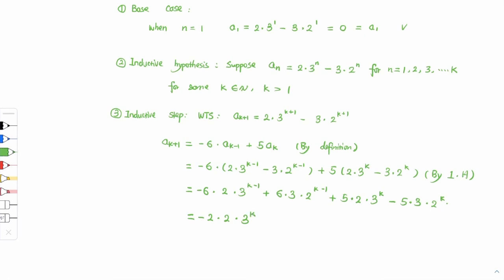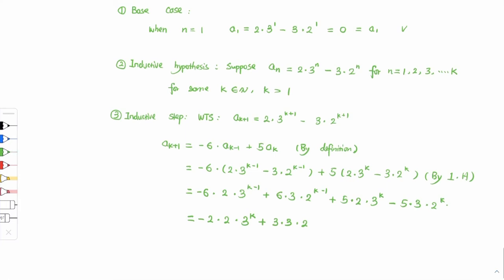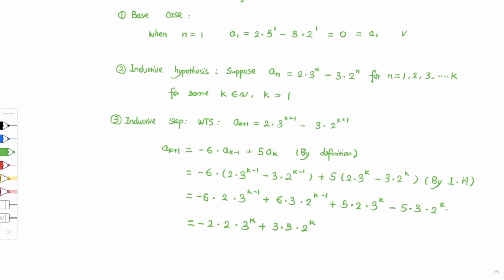Okay, plus 6 can be written as 2 times 3. So 3 times 3 times 2 times 2 to the k minus 1. Again, you can combine those two together. That's going to give you 2 to the k. Plus 5 times 2 times 3 to the k. Minus 5 times 3 times 2 to the k.